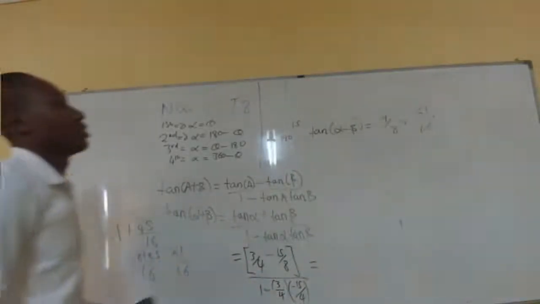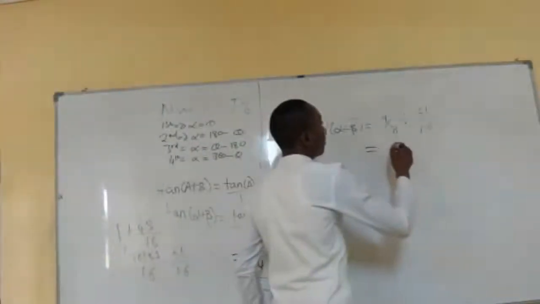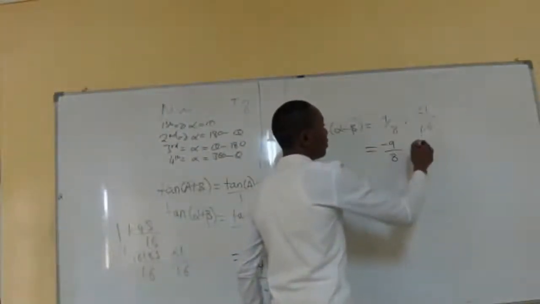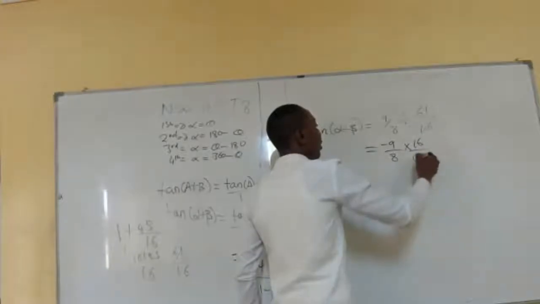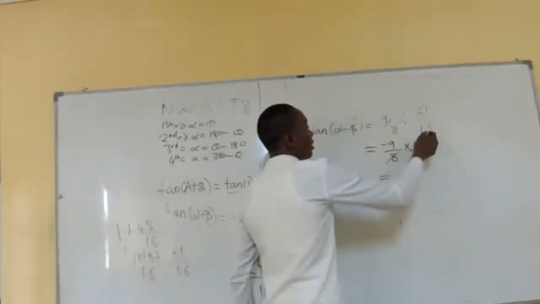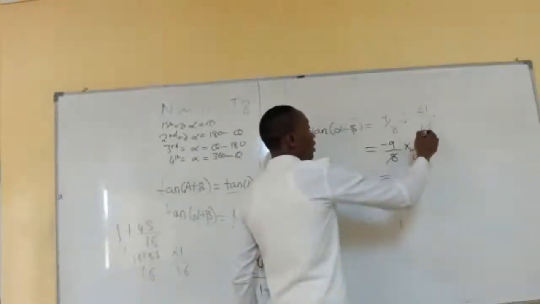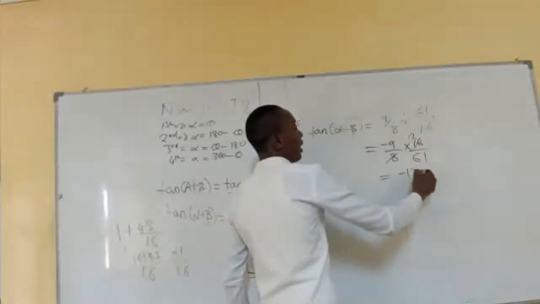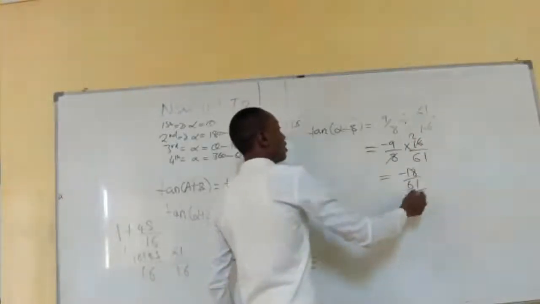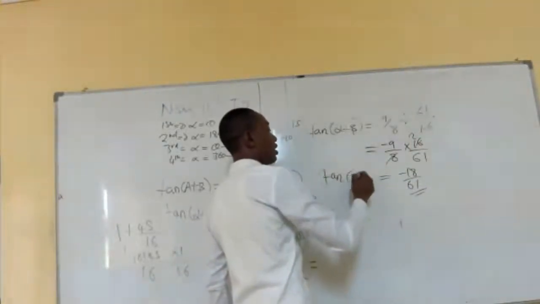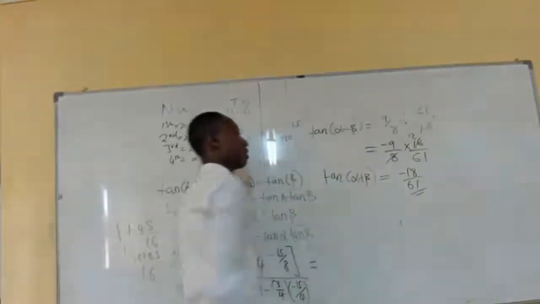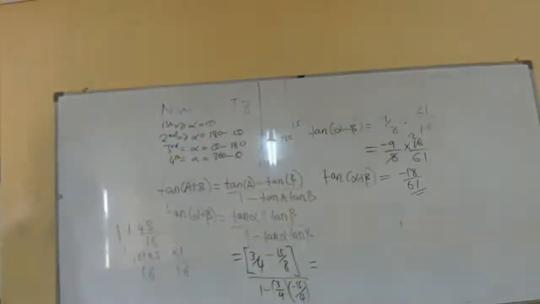From there, we are going to have a flip, so we have negative 9 over 8 multiplied by 16 over 61. This into that is still 2, negative 18 over 61. Okay, so this is tan alpha plus beta. Okay, so tan alpha plus beta is equal to negative 18 over 61.